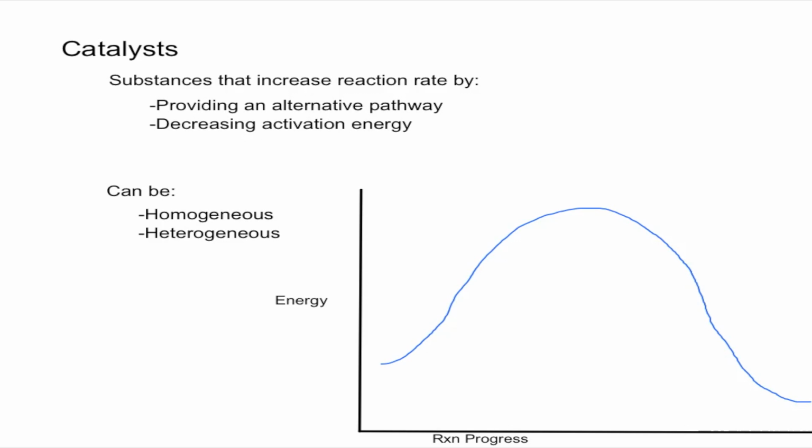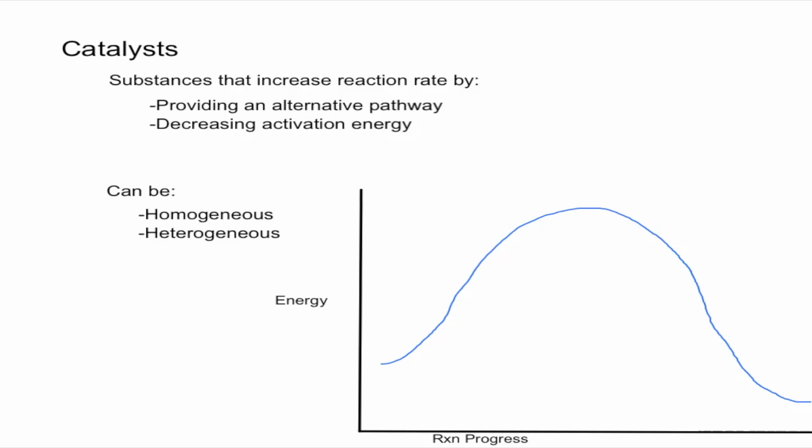In this video, I'm going to talk about catalysts. A catalyst is a substance that increases reaction rate by providing an alternative pathway or decreasing the activation energy. So it's basically making the reaction go faster. There are two different types of catalysts. They can be either homogeneous or heterogeneous, and that depends on the state of matter they are. And I will be talking about that in a little bit.